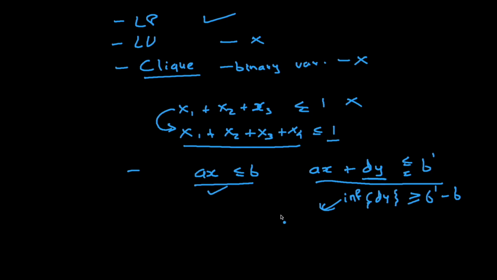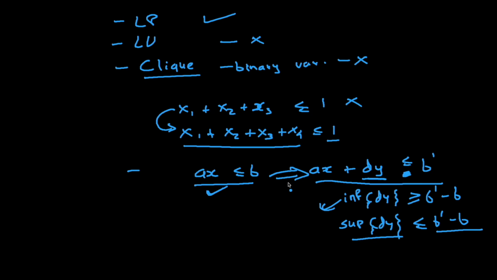On the other hand, if we have only less than or equal here, not equality, and we measure the supremum of dy, and the supremum of dy is less than or equal to b prime minus b, so the largest value that dy can take is less than or equal to b prime minus b, then this constraint is not redundant, but it basically implies the other constraint. So you can try putting in these numbers.